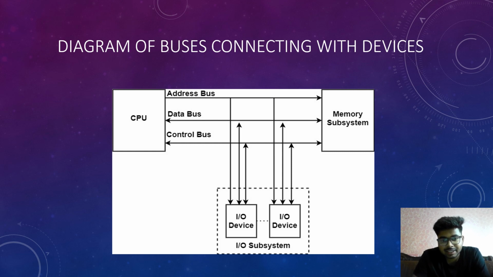You can see clearly that there are three lines or three buses in the diagram. One is the address bus, another is the data bus, and another one is the control bus. In our coming slides, we will go into detail about these buses separately. So first, let us dive deep into the topic.